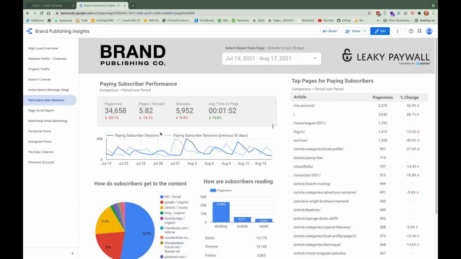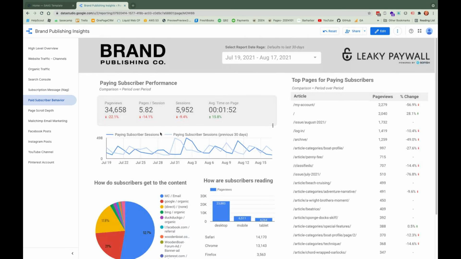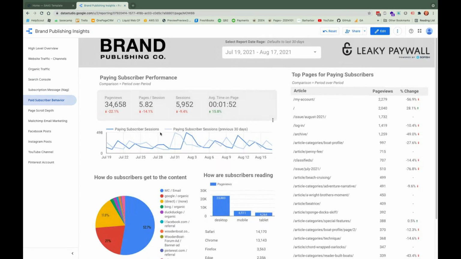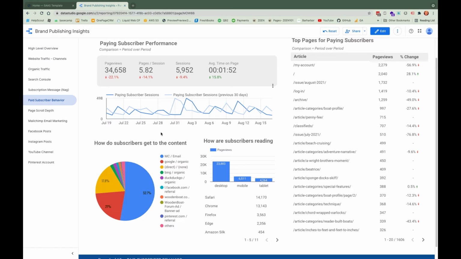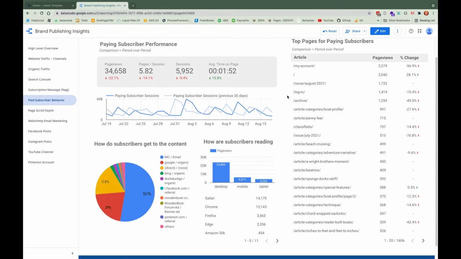So understanding how the folks who are actually our paying subscribers interact is great. And if we need to get them back in the fold, we have to understand how and why we do that. So page views, page sessions, pages per session, the number of sessions, the time on the page, those are all great things to look at. And for this client, page views from the paying subscribers are down a little bit.